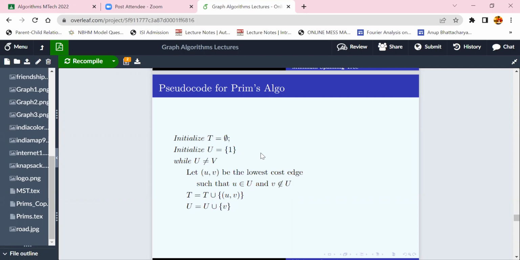Right? Yes, ma'am. Because there we did not care whether a vertex is traversed or not. Here, the vertices we have already traversed are in a partition, and the vertices that are not traversed are in the complement. So, that's it.